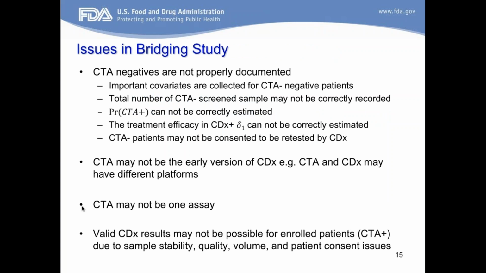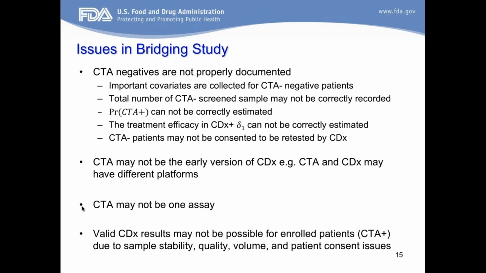In the next few slides, I just want to briefly talk about issues in the bridging study. CTA negative patients are not properly documented. Important covariates are not collected for CTA negative patients. The total number of CTA negative screening samples may not be recorded. If that's the case, then phi, which is the probability of CTA positive, cannot be correctly estimated. Consequently, the treatment efficacy in CDX positive, delta 1, cannot be correctly estimated.